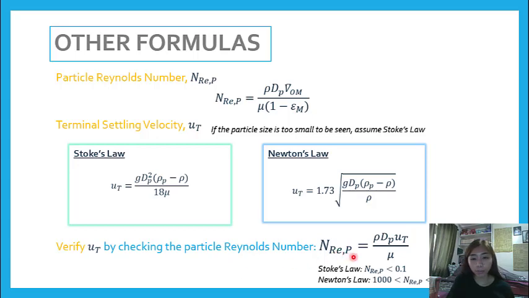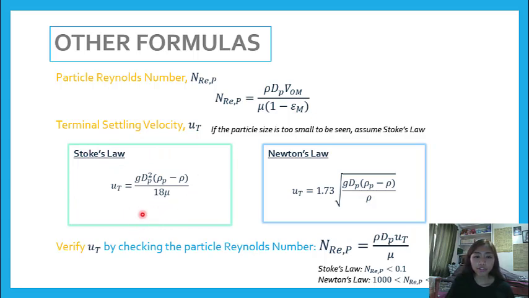So here's the formula of the particle Reynolds number. So we have rho dp ut over mu, where ut is the terminal settling velocity we used here. So, for example, how do we verify? Say we have a problem and we solved for ut, and we felt that the particle is very fine. So we used Stokes law to compute the ut. That is how we computed it, and that is the ut we got.